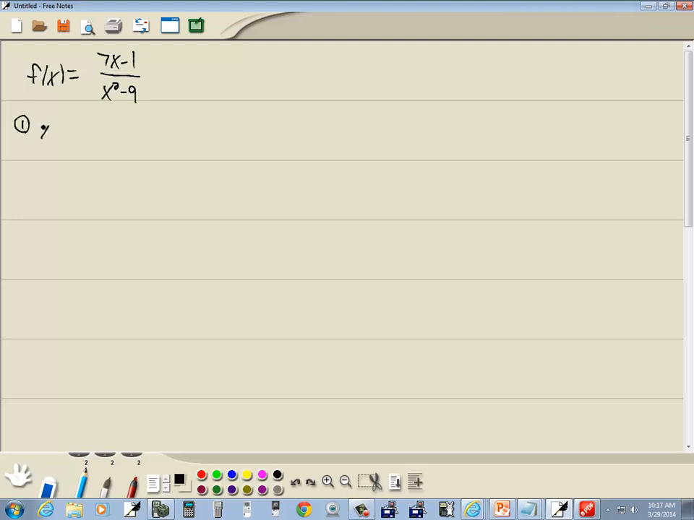Our first one, the x-intercept. Now to find the x-intercept, you always plug 0 into the other variable, so I'll plug 0 in for y. So we got 0 is equal to 7x minus 1 over x squared minus 9. Whenever you're finding the intercept and you got a single fraction equal to 0, you can just set the top equal to 0. So we've got 0 is equal to 7x minus 1. Take negative 1 over. You get 1 is equal to 7x, and divide both sides by 7. And we got x is equal to 1/7.